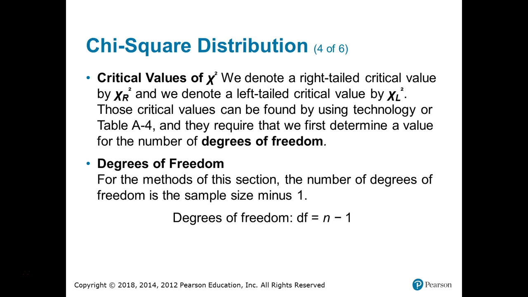So the critical values, we denote right tail critical values by chi R squared, and we call left tail critical values chi L squared. So those critical values can be found using technology or Table A4. So to recap, we use Table A2 for Section 7.1, we use Table A3 for Section 7.2, and now we are going to use Table A4 for Section 7.3.